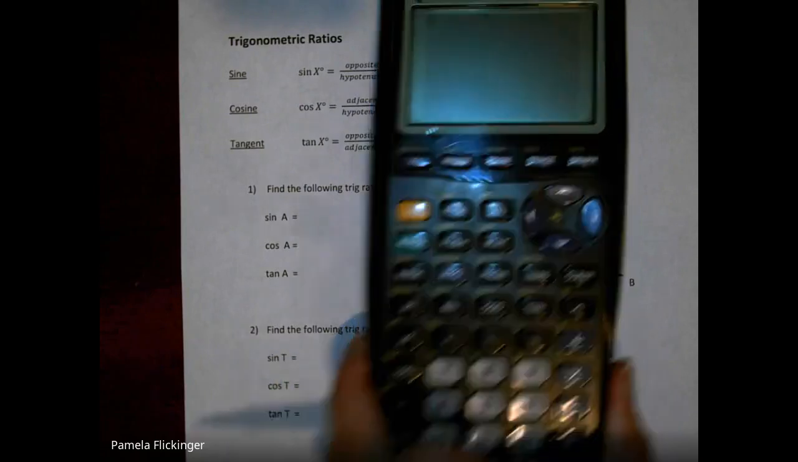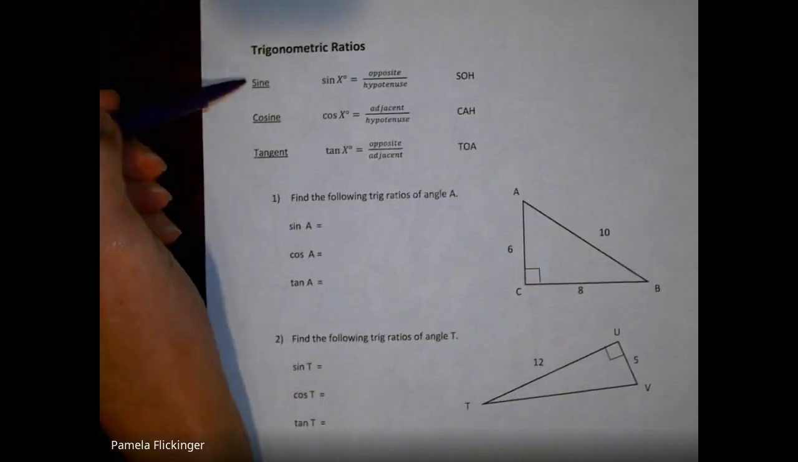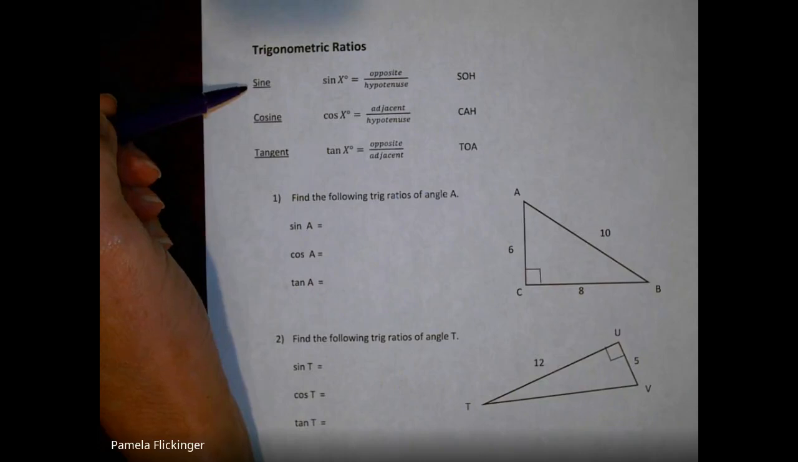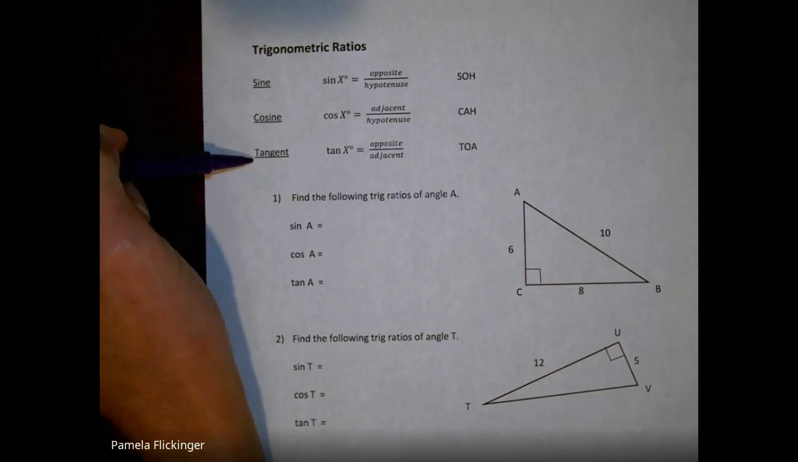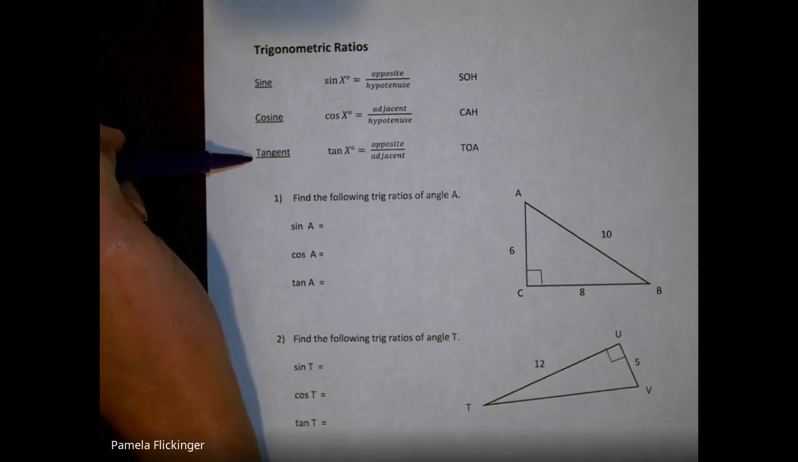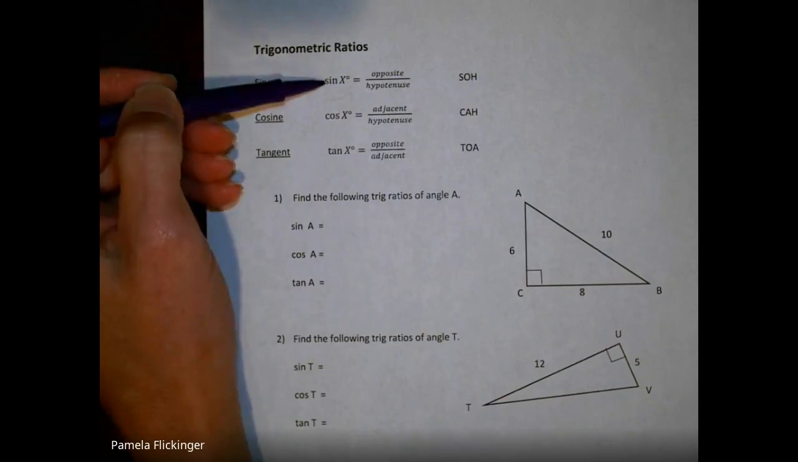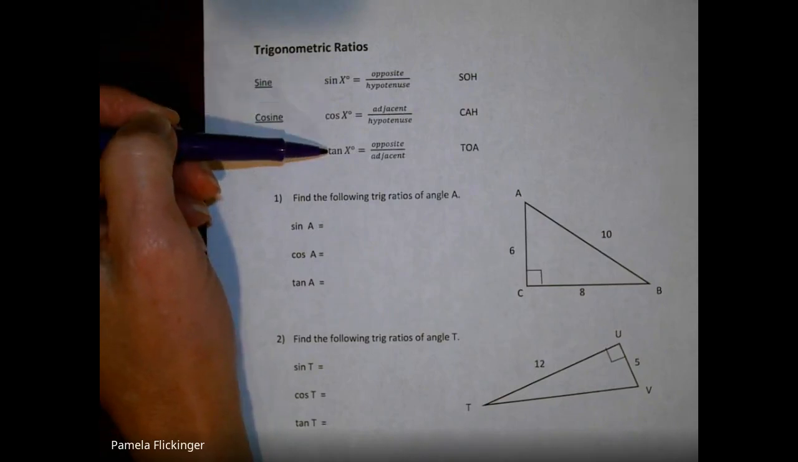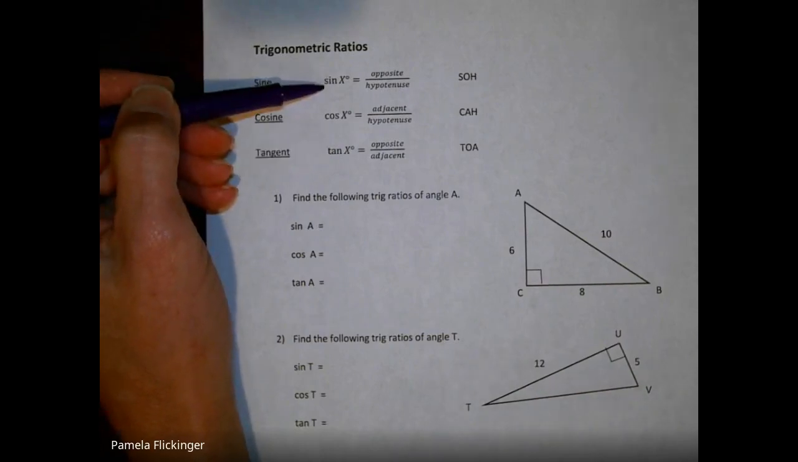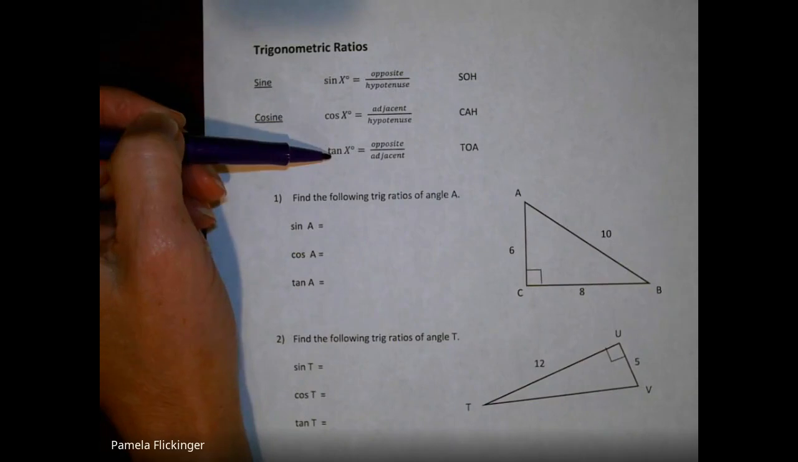Now you heard me say them properly: sine, cosine, and tangent. But what we do is we abbreviate them down to the first three letters. So it looks like sin, cos, tan, but that's not how you ever pronounce them. When we read this, we will say sine, cosine, tangent.